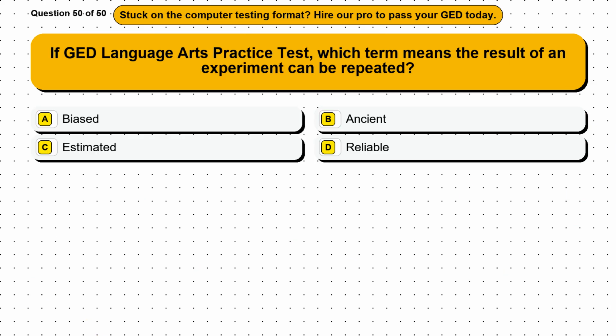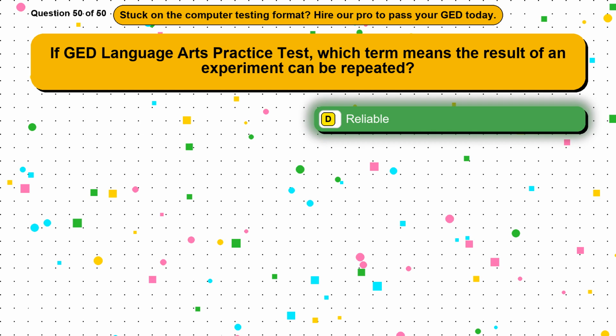Question 50. If GED Language Arts Practice Test, which term means the result of an experiment can be repeated? Option A, biased. Option B, ancient. Option C, estimated. Option D, reliable. The correct answer is option D.